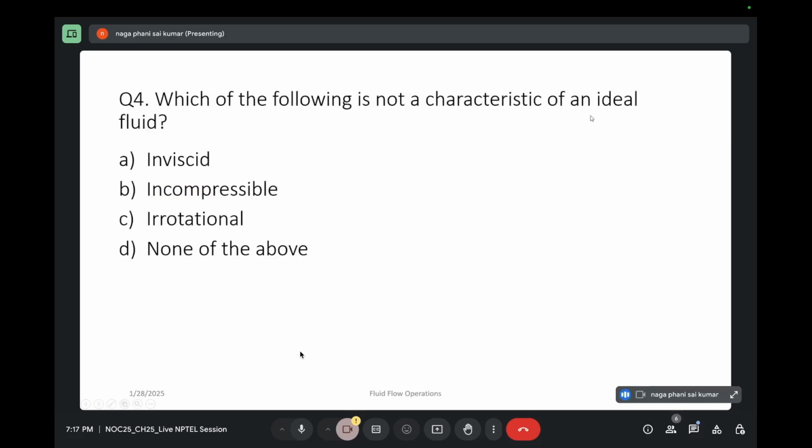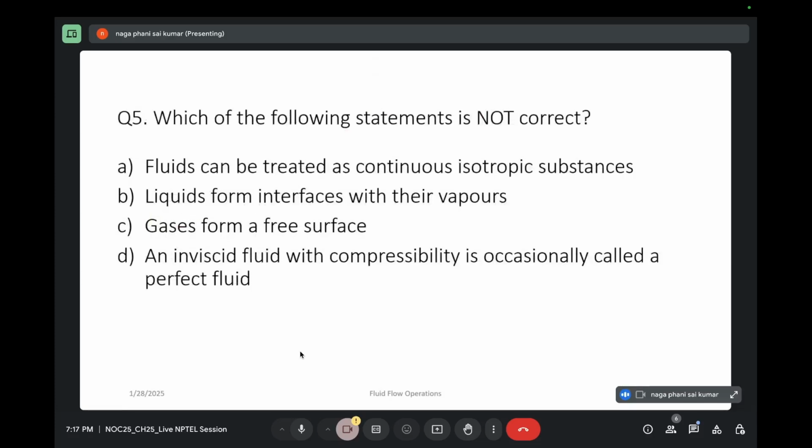Which of the following is not a characteristic of an ideal fluid? In case of an ideal fluid, it should be an inviscid fluid. It should be inviscid. It should be incompressible. So the correct answer is rotational, which is not a characteristic of an ideal fluid. So it is irrotational.